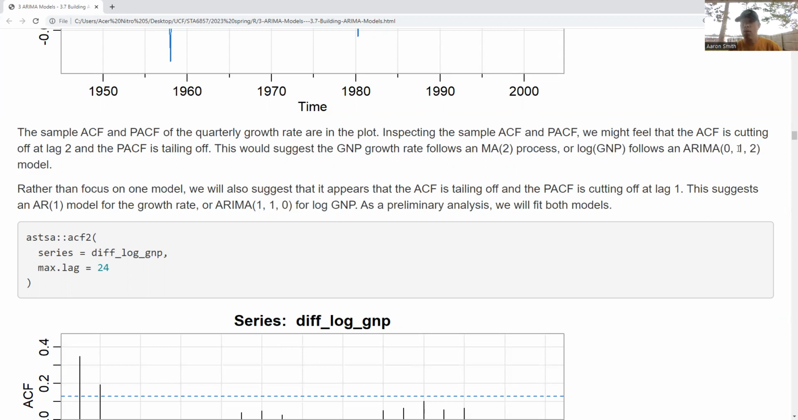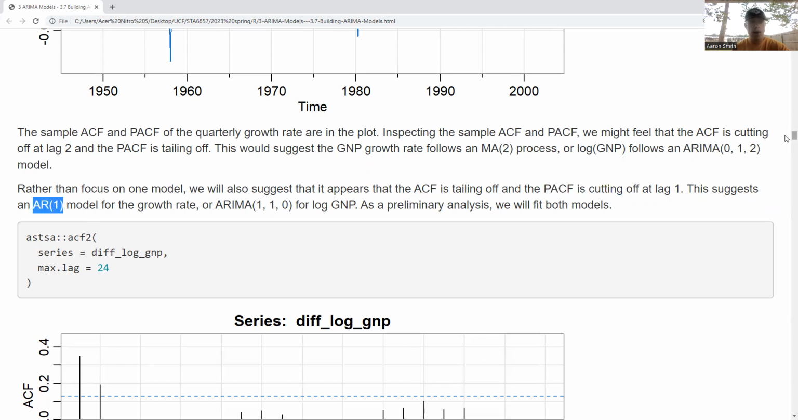Here, this is the degree of the differencing. We have no autoregressive terms and we have a moving average 2. Rather than focus on one model, we'll also consider an autoregressive model on the differencing. We could also say that the ACF is tailing off and the PACF is cutting off at lag 1. And so that would indicate an autoregressive 1 model.